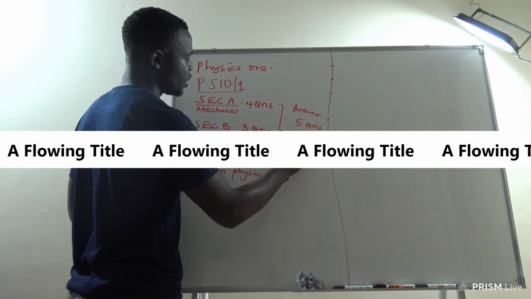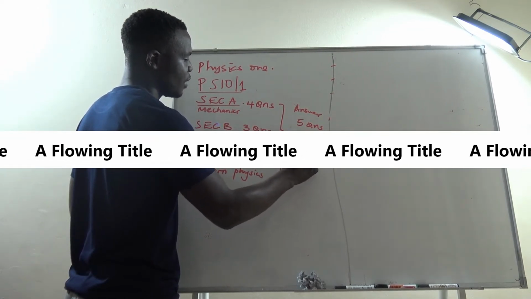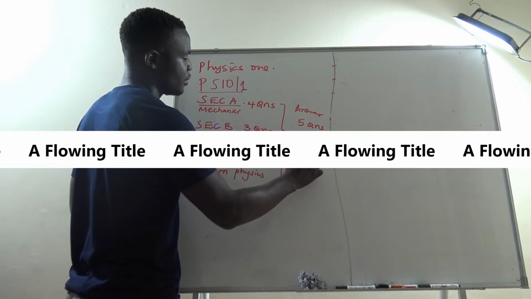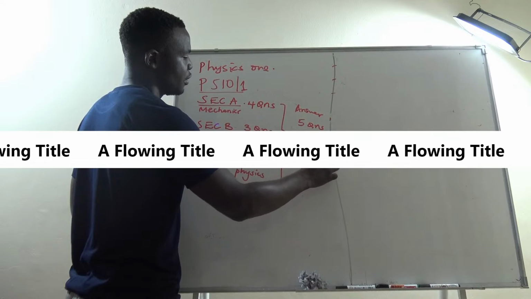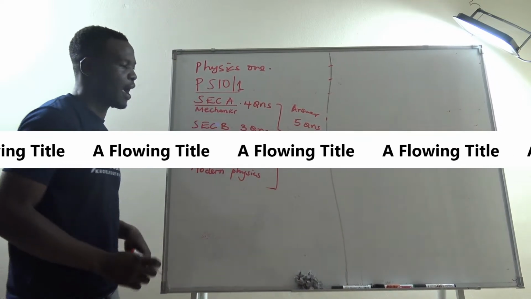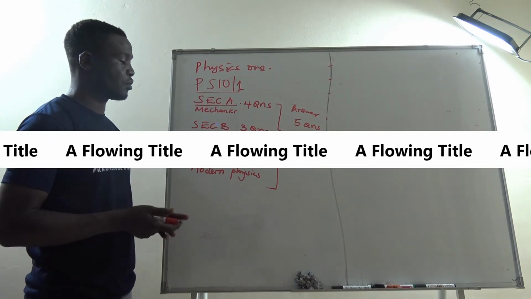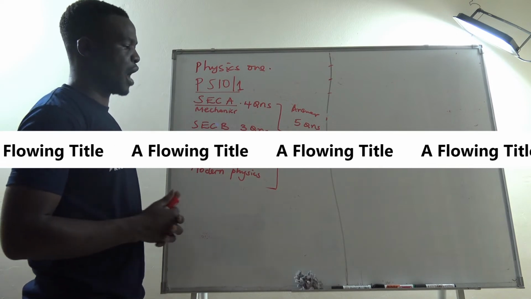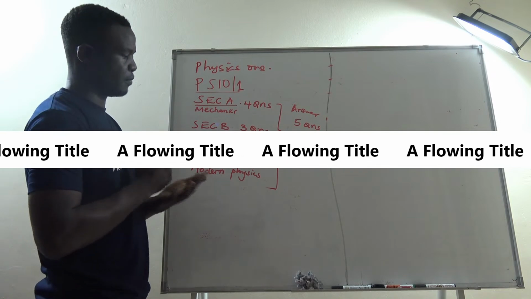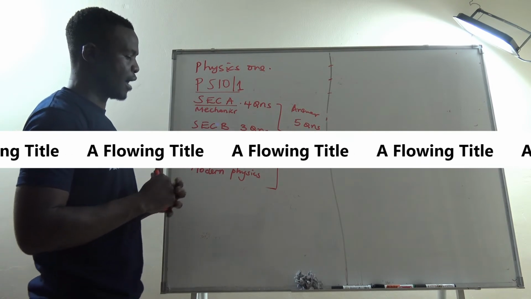How long does it take you to answer the 5 questions? The time allocated is 2 hours and 30 minutes. It's the time you're supposed to spend answering this paper. This means that on average, every question is allocated half an hour, because 2.5 hours divided by 5 tells you that every question you're supposed to spend half an hour attempting.